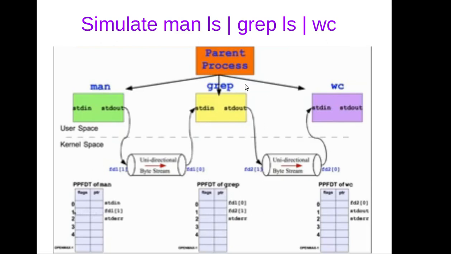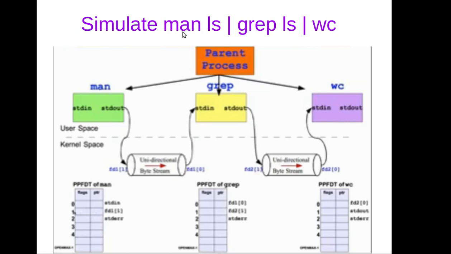So today what we are going to understand is how we can write our own program so as to simulate the pipe in the shell. Consider the example of a command separated by pipes: man ls | grep ls | wc.